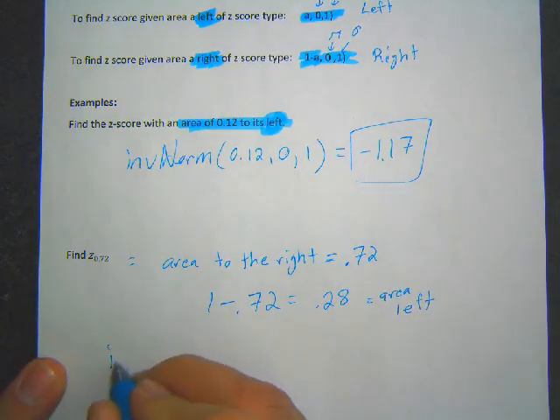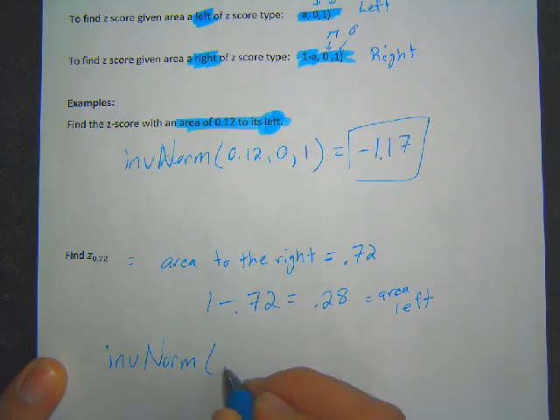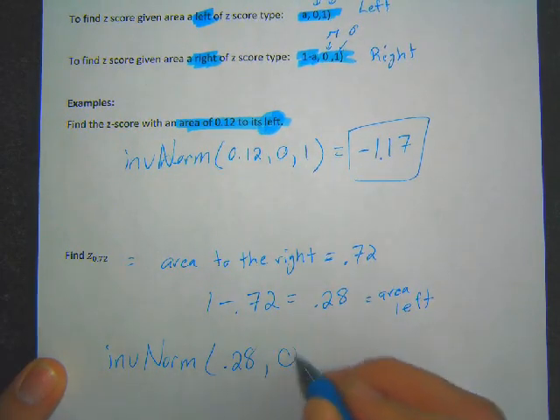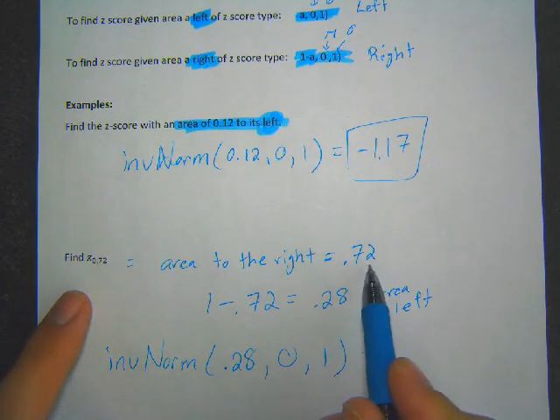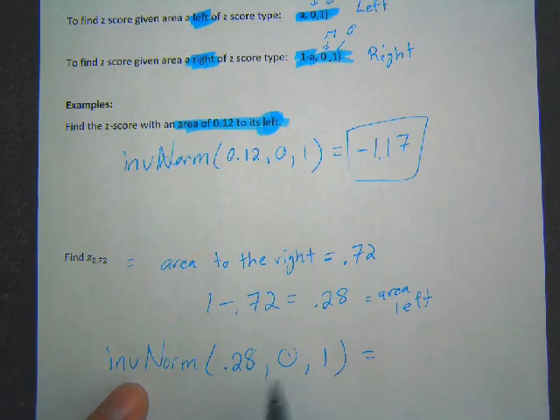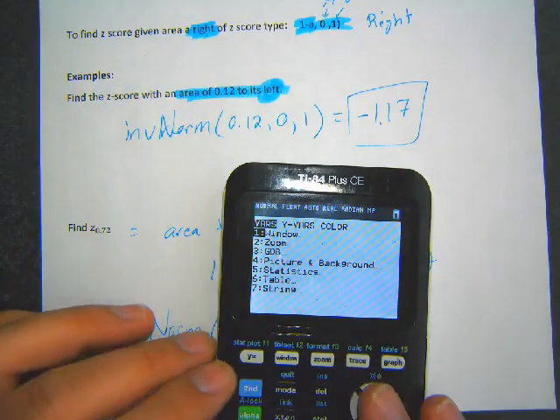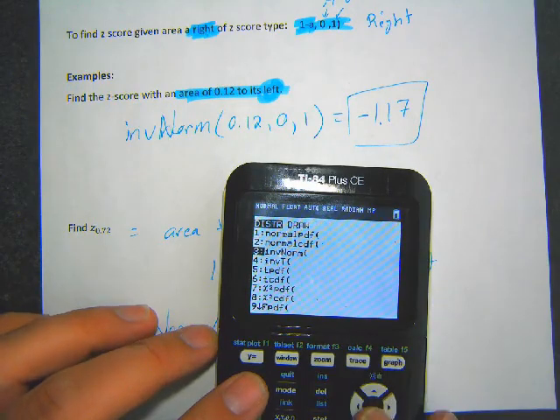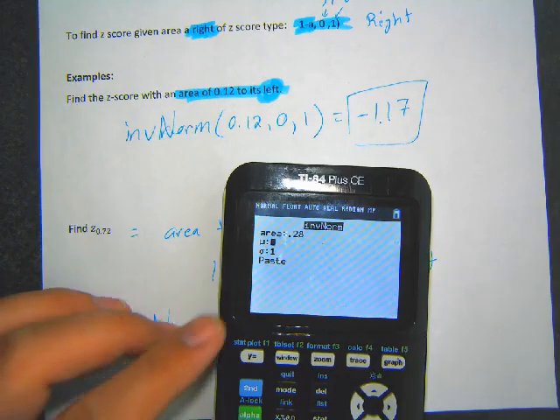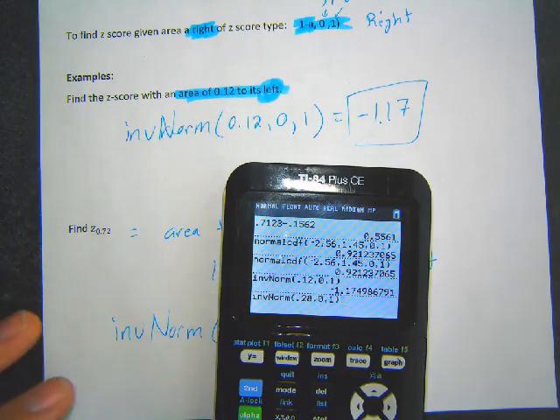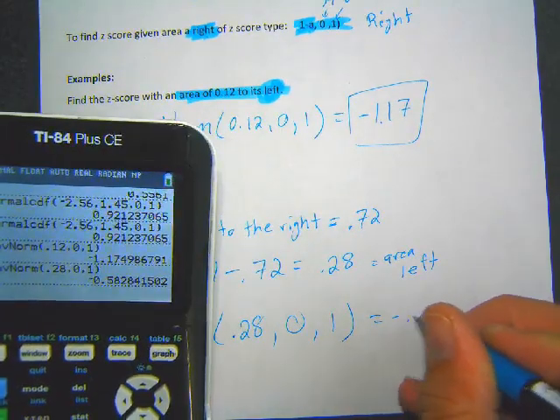So we can use the inverse norm now with that subtraction and put 0.28 in there. And then 0 and 1 for our mean and standard deviation, just like before. So since this 0.72 is to the right and this inverse norm only works with left, we had to find 0.28 first. So that's what we're doing. So we do the distribution, inverse norm, 0.28, 0 and 1, and it will give us our value. Now you can see how getting these values, so we got negative 0.58.